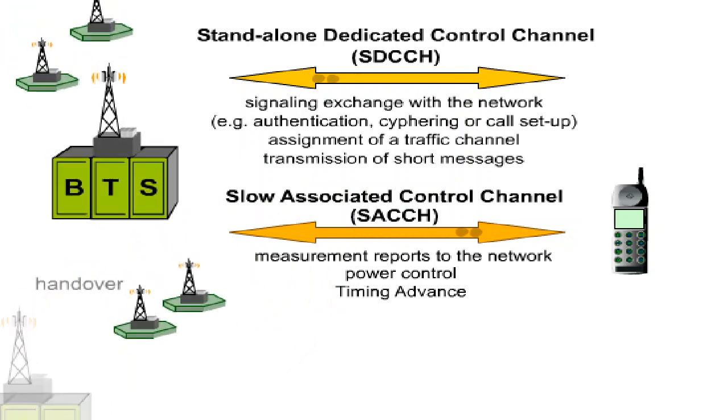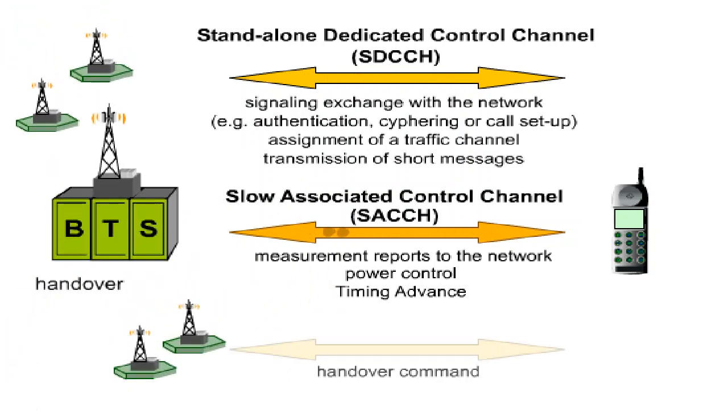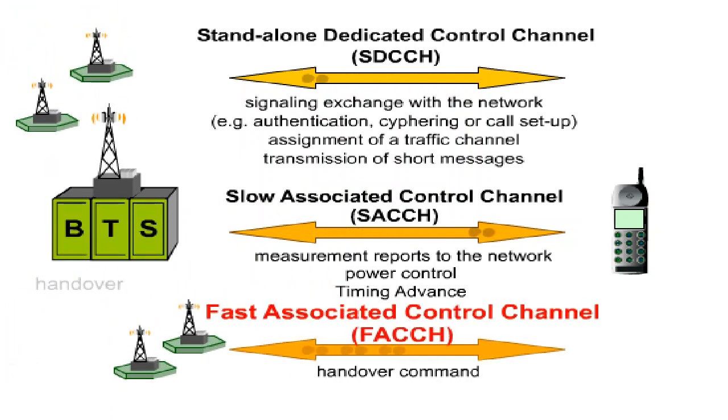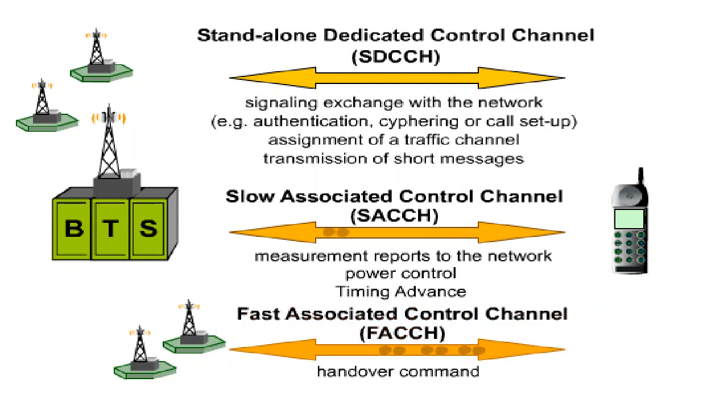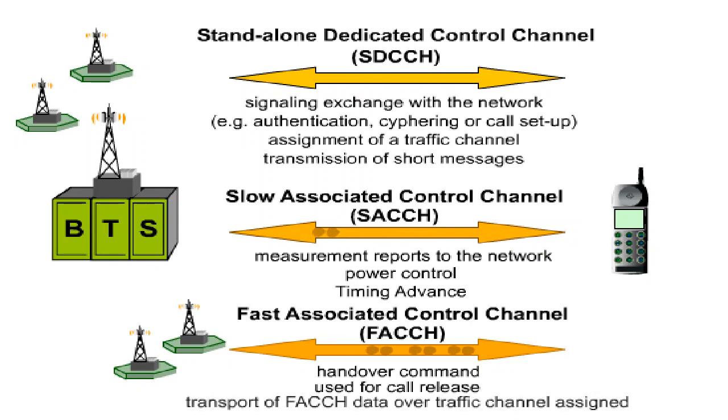If the subscriber moves into the service area of another BTS, the handover command needed is transmitted over the FACCH. This channel is also used for every call release. During the call, FACCH data is transported over the traffic channel assigned. The dedicated control channels are bidirectional point-to-point channels and belong to the group of dedicated channels.